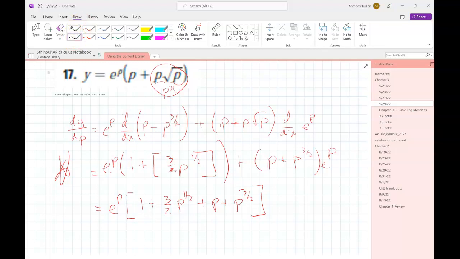Anybody else? So for 3.3, I think they asked for the rate at which the ladder fell. They're asking for dx/dθ on that problem.